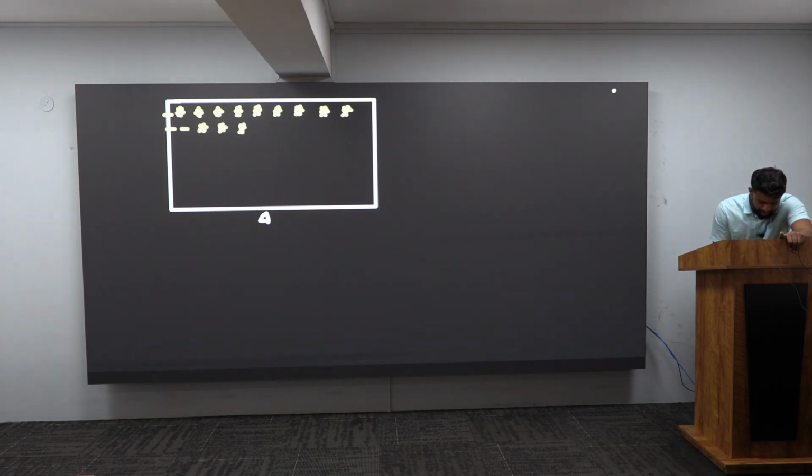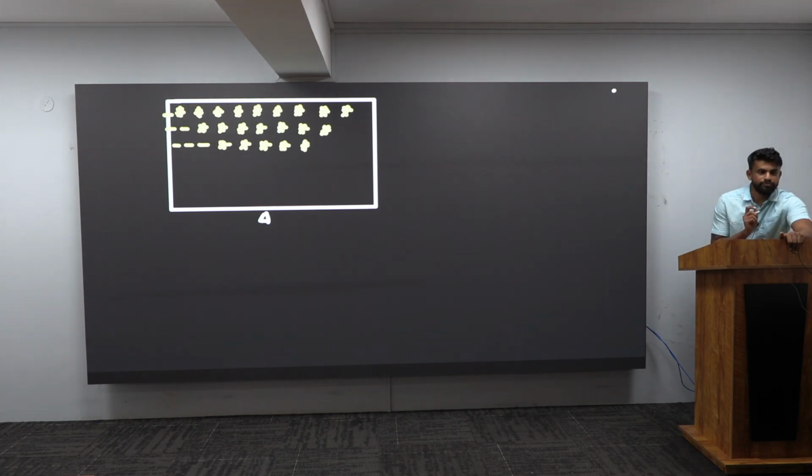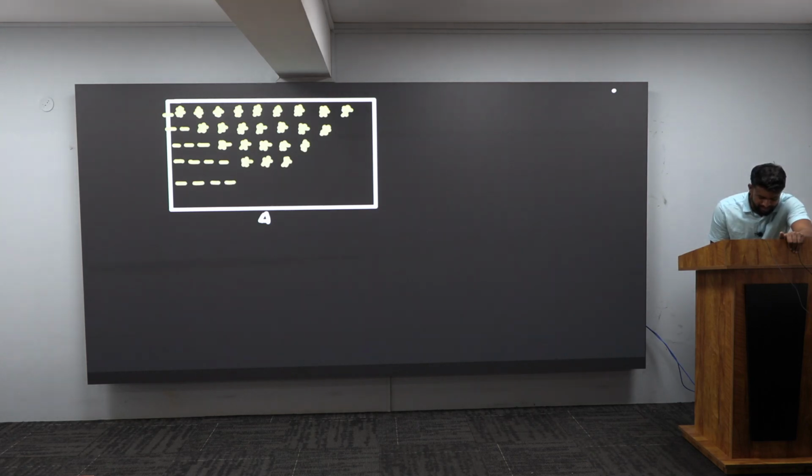Then 1, 2, 3, 4, 5, 6, and 7, 7 stars. After that, 3 spaces, and 5 stars. Please focus. I don't want anyone to be discussing there. I will have 4 spaces followed by 3 stars like this. After that, it is 5 spaces and 1 star.